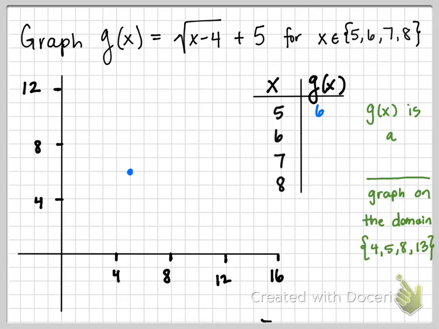Then I plug in 6. Well, 6 minus 4 is 2, and I can't take the square root of 2, so I'm just going to write the square root of 2 plus 5. I do the same thing for 7. 7 minus 4 is 3. Again, I can't take the square root of that, so I have the square root of 3 plus 5. And then I plug in 8 and hope I can square root this, but 8 minus 4 is 4. Yes, it is square rootable. That gives me 2 plus 5, which makes 7. So that means I can graph 8, 7.